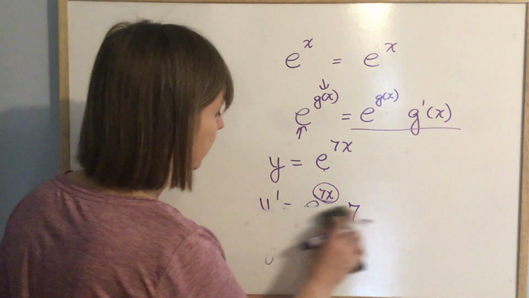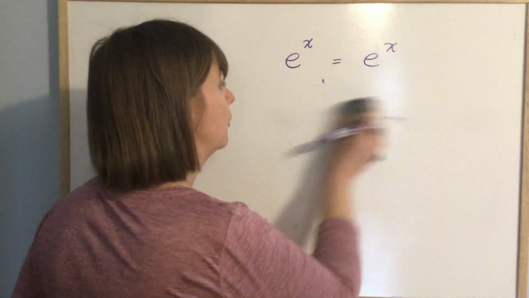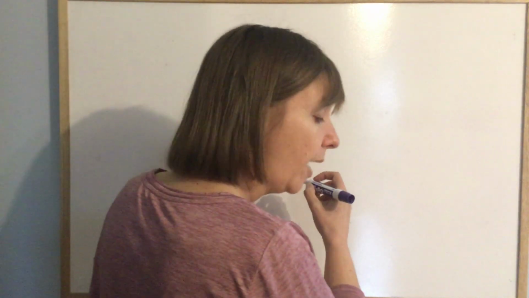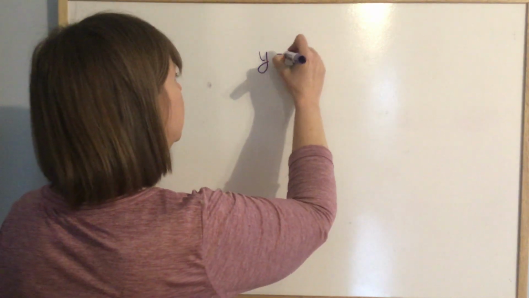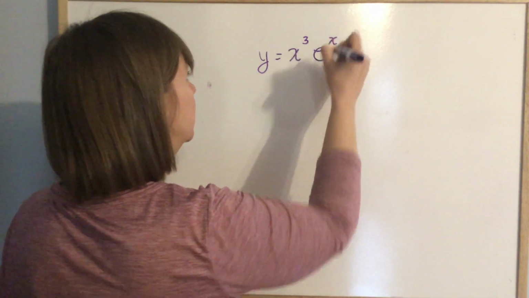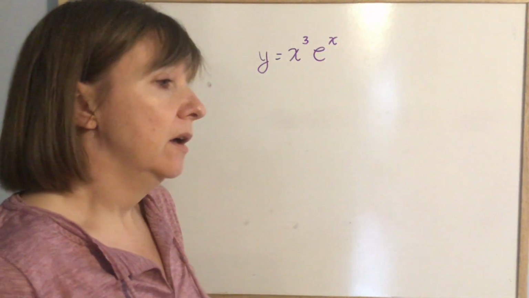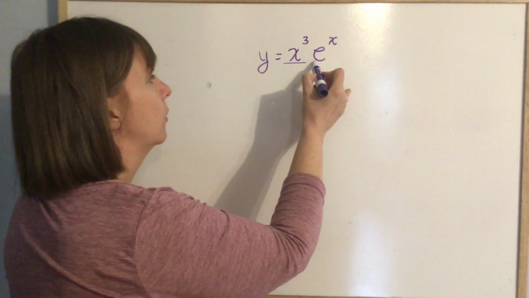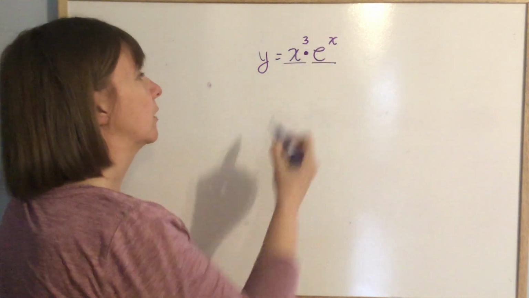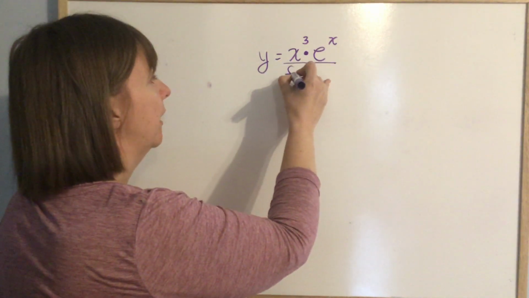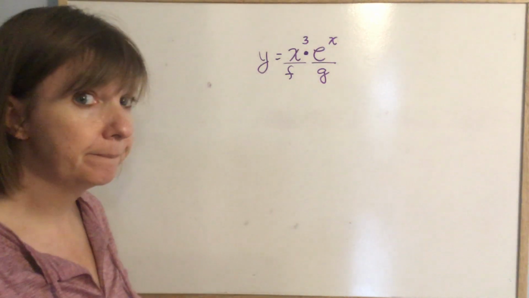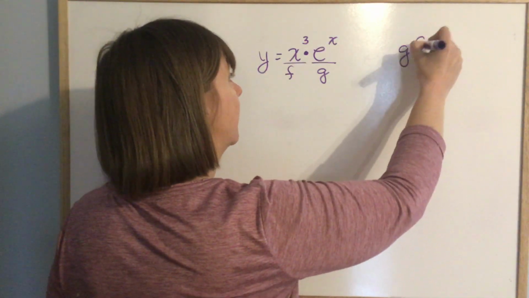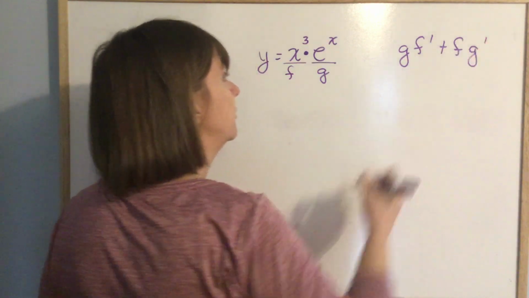I did it first, because the one that they do first, A, I find is more complicated than that one. So we're going to look at example 2a, which is y is equal to x cubed e to the x. So if I'm going to find the derivative of that, first off, I'm multiplying two things. I'm multiplying this with this, okay? So this would be f, this would be g. So I have to do the product rule here. So that is g f prime plus f g prime.